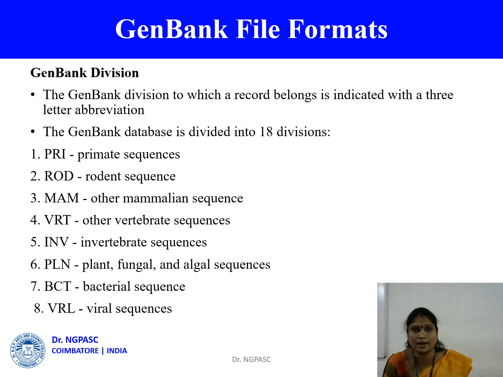Then the next one that is present in the locus field is GenBank divisions. So the GenBank division to which a record belongs is indicated with a 3-letter abbreviation. There are totally 18 divisions in the GenBank database. The first one is PRI, which represents primate sequence. ROD is a rodent sequence.